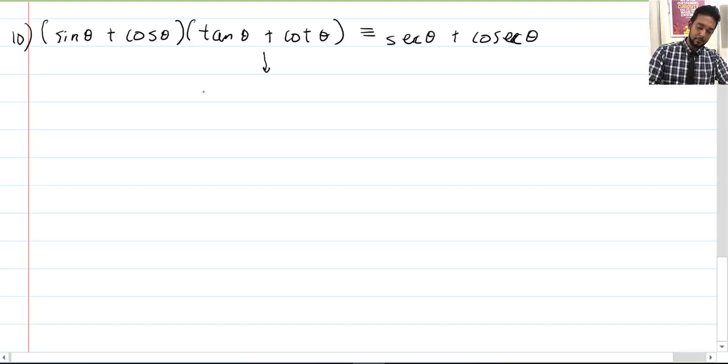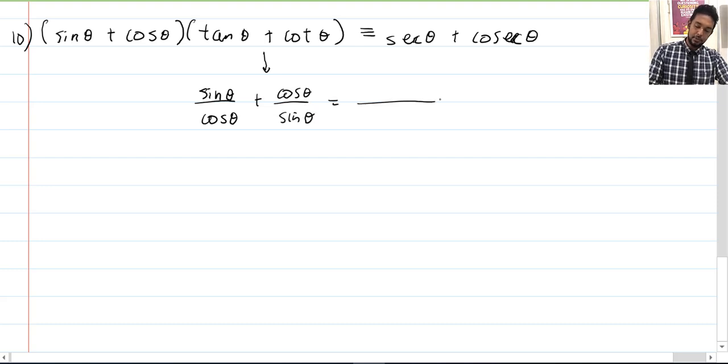So here we have sine theta over cos theta plus cos theta over sine theta.